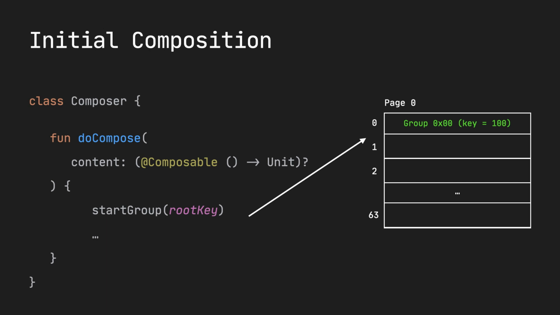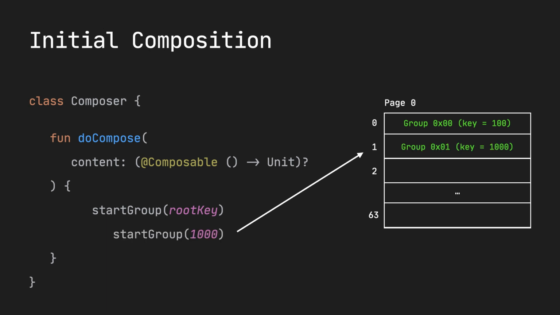He's going to add in the first group, which has a group address of 0. Then it's going to add in another group, which has a hard-coded key of a value of 1,000. It's at address 1, group address 1. And internally in there, we need to store information.